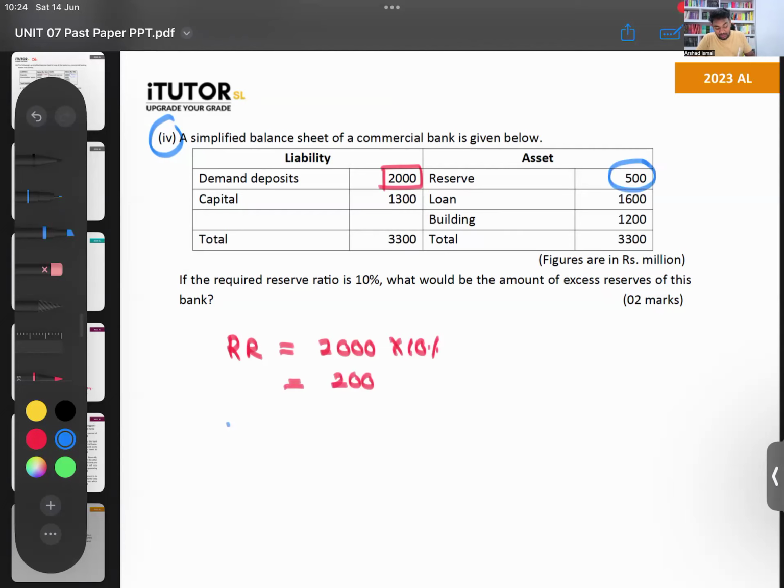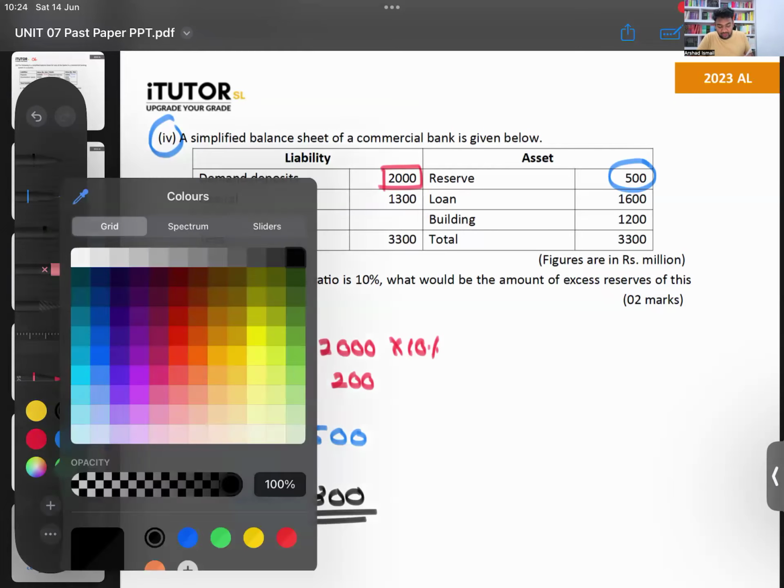Actually, you have kept 500. So how much is your excess? Your excess is 300. That is your answer. One more learning point that I want to give you all.